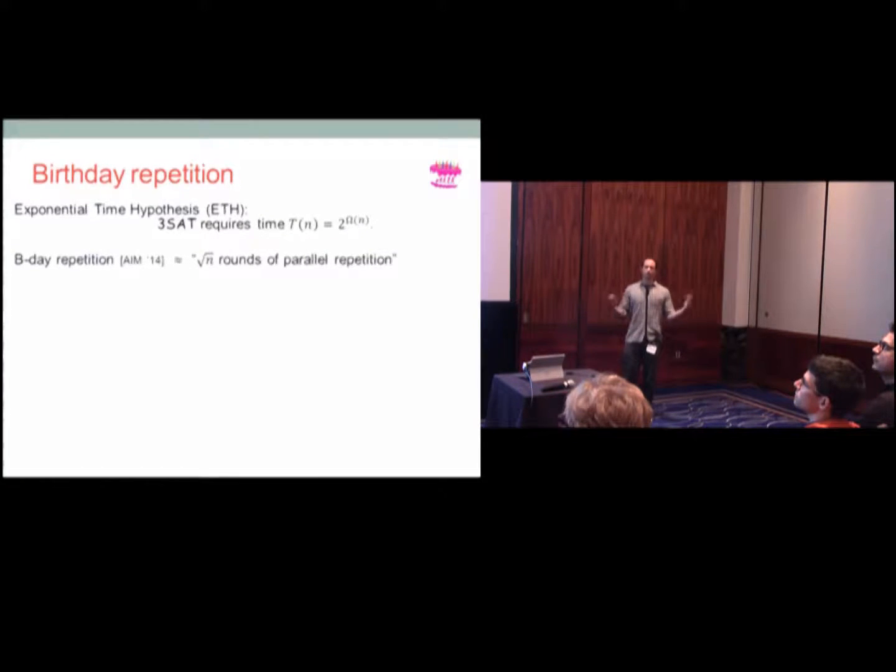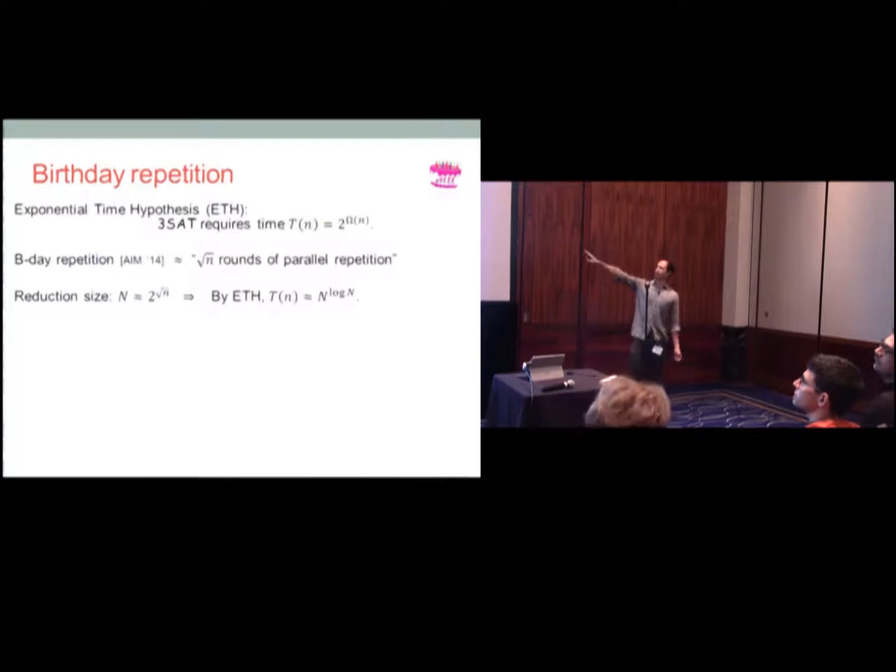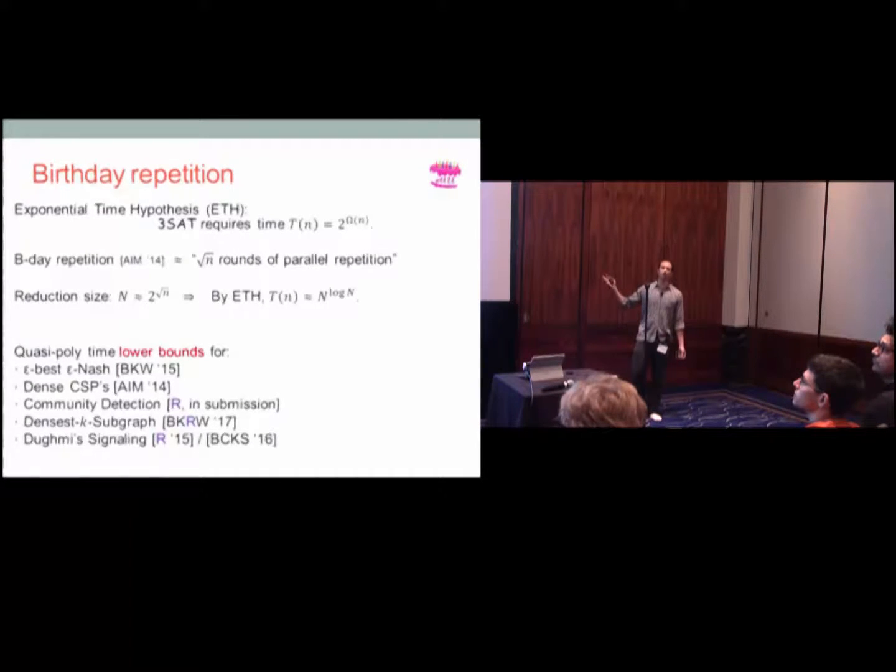And there is this technique called birthday repetition that gives us a reduction of size 2 to the root n. Capital N is 2 to the root n, and then by ETH, the running time is capital N to the log capital N. And we can use this technique to get quasi-polynomial lower bounds for all of these problems.